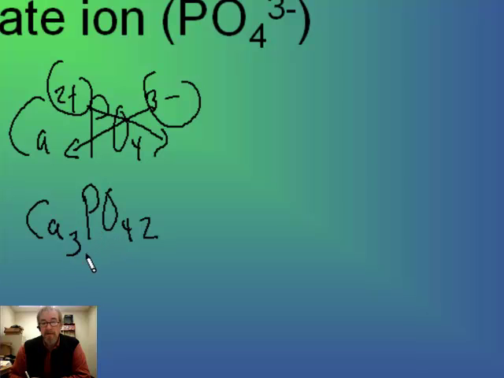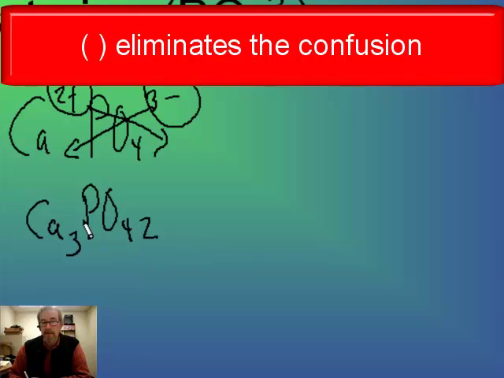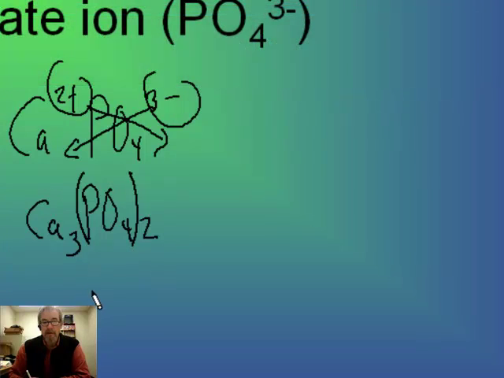Now there's a little bit of confusion that's caused here by the fact that this looks like 3 calciums, 1 phosphorus, and 42 oxygens, and we know that's really not true. That 2 is supposed to refer to the whole polyatomic ion. So parentheses eliminate the confusion by putting parentheses around the polyatomic ion. Then we know that the subscript refers to the entire ion, not just the last element that was there.